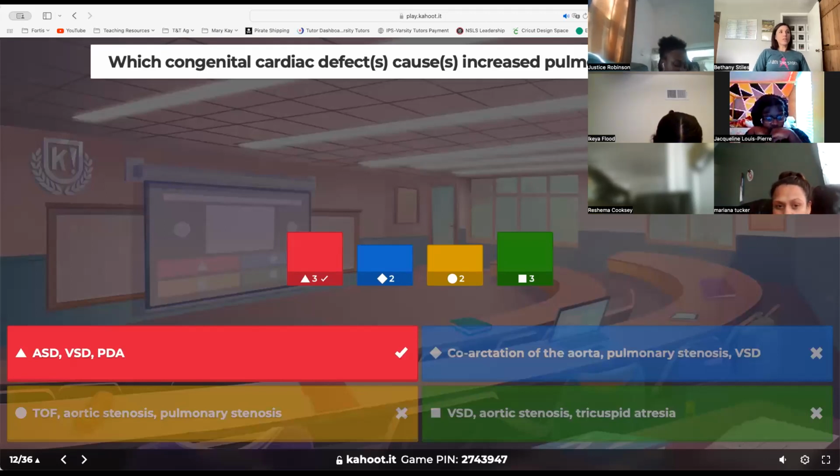Increased pulmonary blood flow is going to be caused by our ASD, VSD, and PDA. So those holes in between the ventricles or the atria, and then that extra vessel with our PDA.